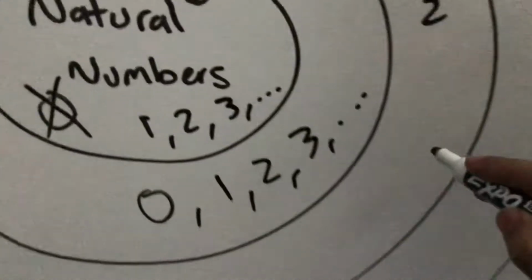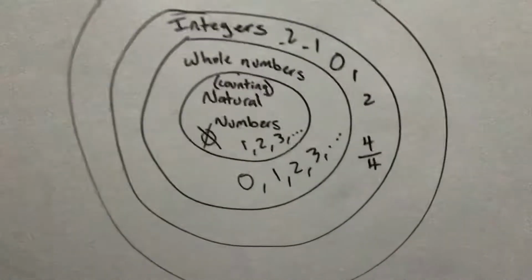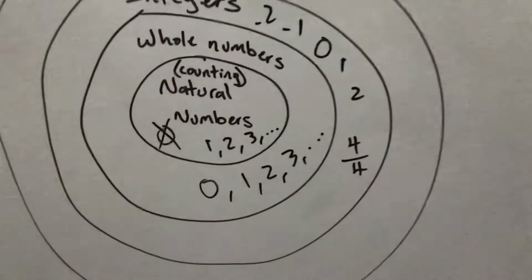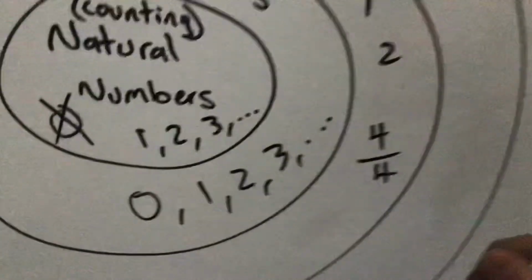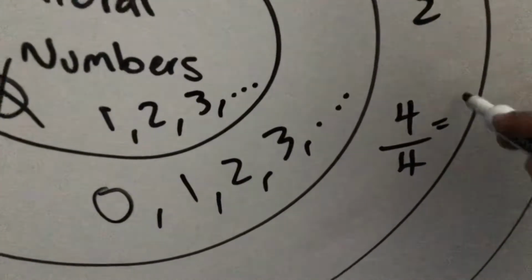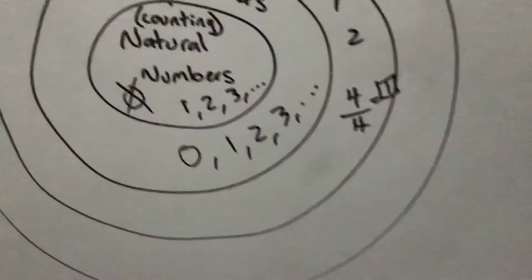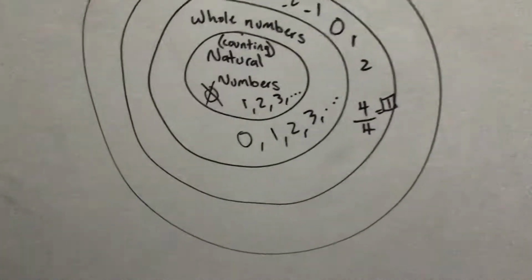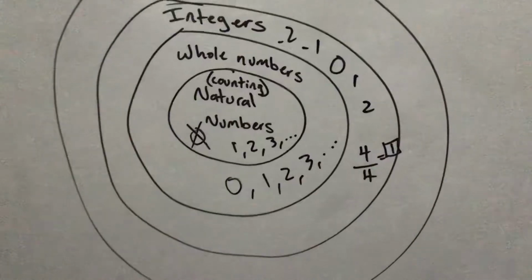I'm going to give you an example. 4 over 4, it is considered a fraction, but if you solve the fraction, 4 divided by 4, well, that has a value of 1, which is actually an integer. So be careful there when you say that fractions are not integers. That could be a misconception too.